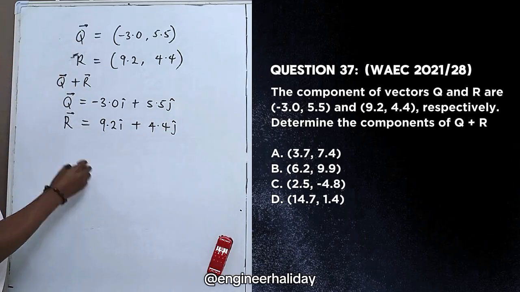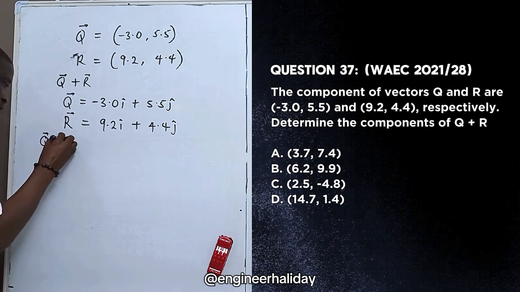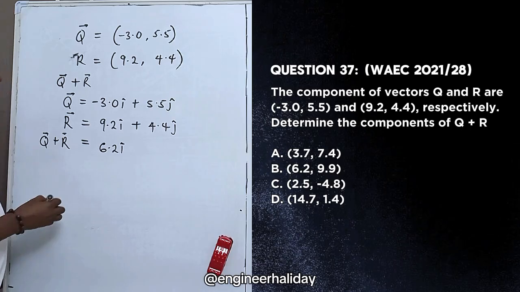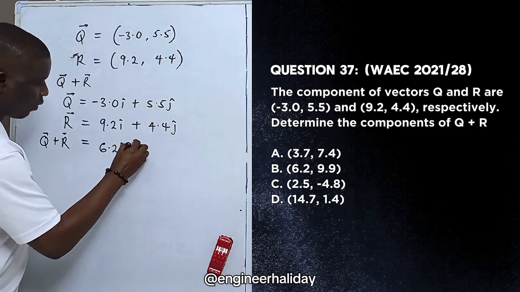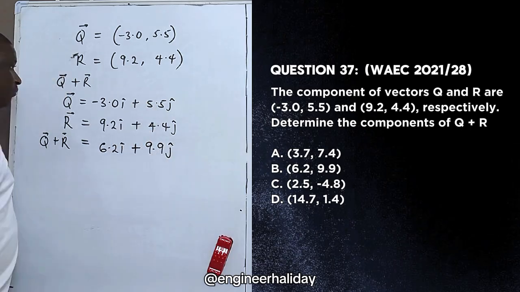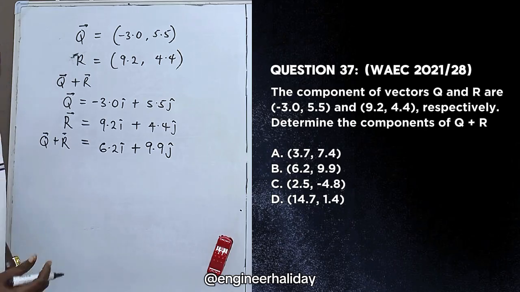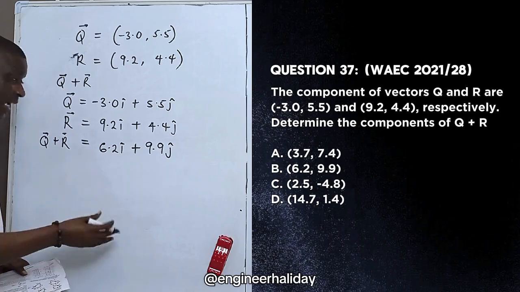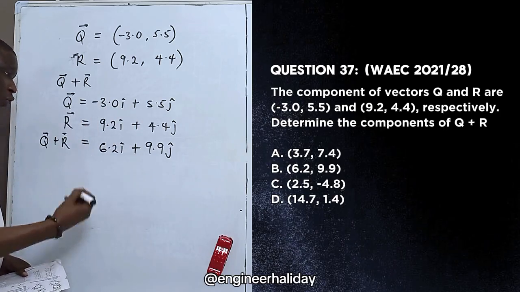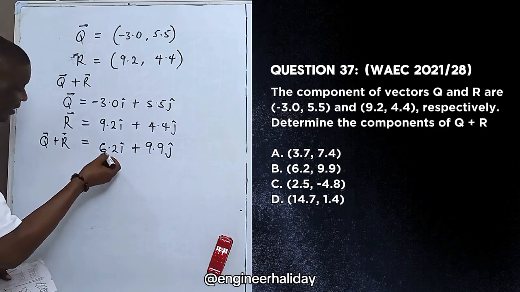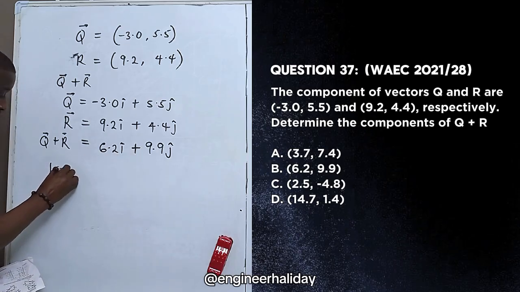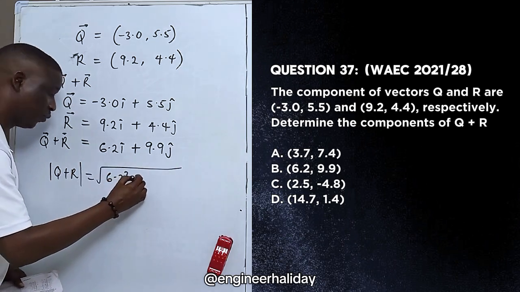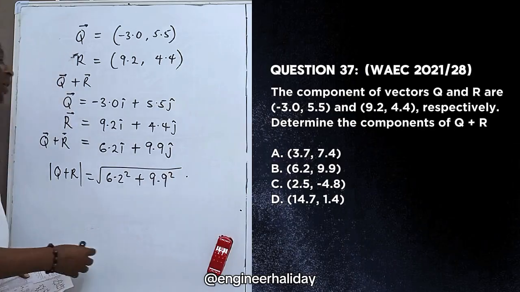Now, if you do that, you can now add them together, so Q plus R will now be equal to what? Add this together, we have 6.2i. Then add this together, we are going to have 9.9j. I've not been using a calculator because you have to work with speed and accuracy. You have to learn and solve a lot of questions, especially at this level, so that you can be able to finish on time. Now, lastly, this is our answer. But if they ask you for the magnitude of Q plus R, you'll have to take 6.2 squared plus 9.9 squared.